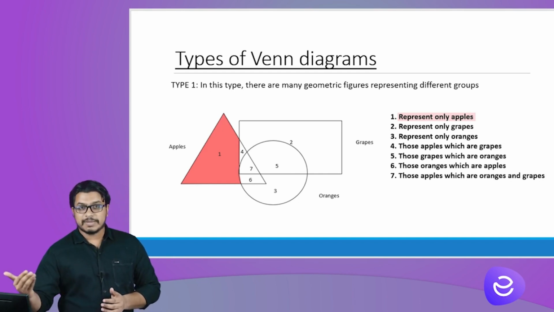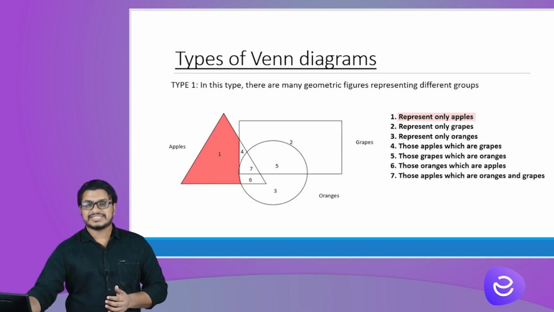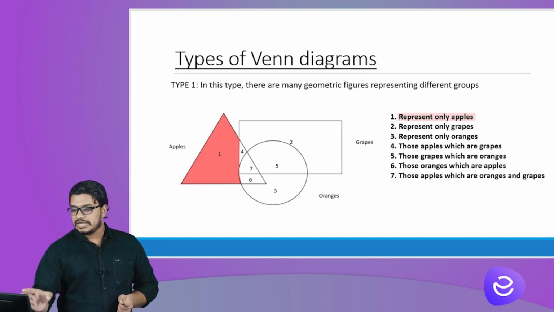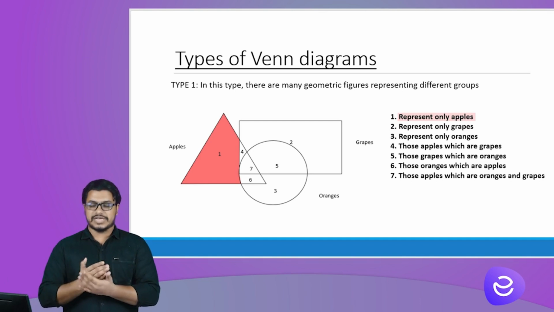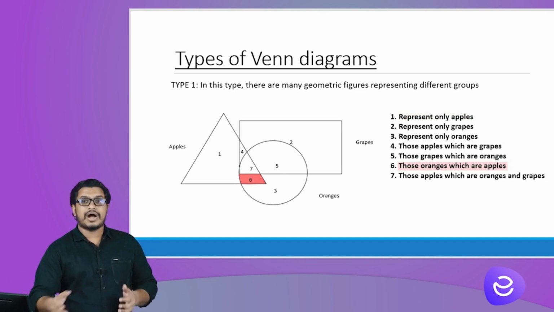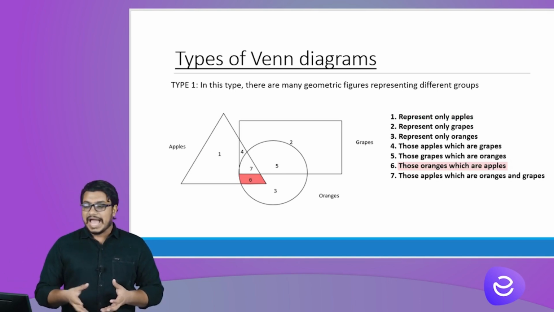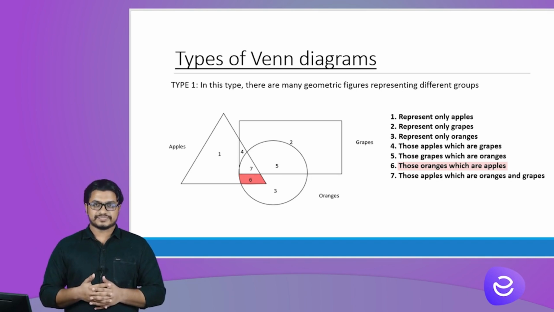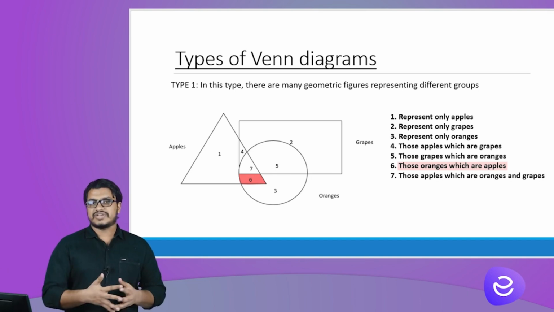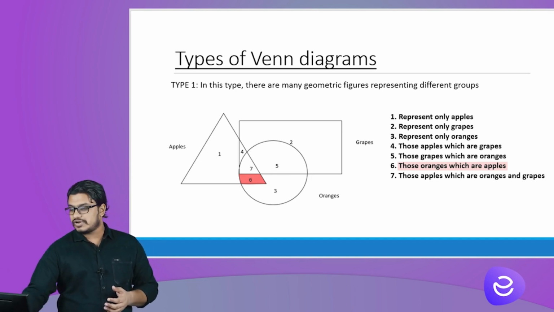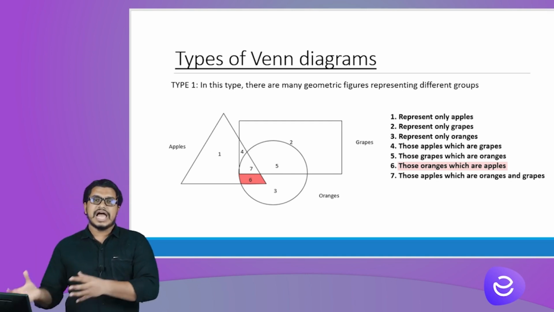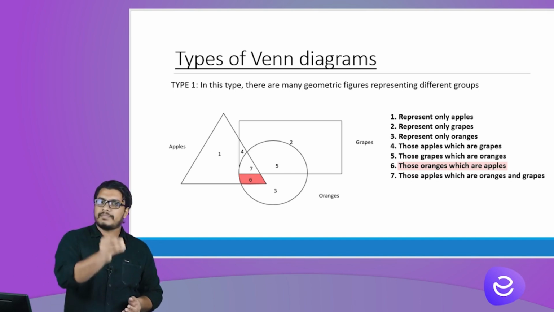Okay, so you can see that the number 4, the number 7, the number 6, all are parts of the triangle, but they are not apples alone. The number 1 represents apples alone. For example, take the number 6 for instance. It has a part of the triangle within itself, and it has a part of the circle also. So the number 6 is a part of the circle also, it is a part of the triangle also. So the number 6 means, you can see on your screen, those oranges which are apples. So the number 6 represents oranges as well as apples. So some part of orange, some part of apple also.